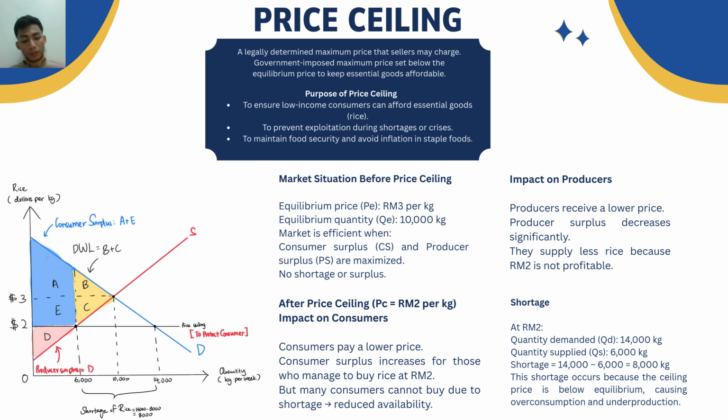Producers reduce the quantity supplied. As a result, quantity demanded increases to 14,000 kilograms, while quantity supplied decreases to 6,000 kilograms. This creates a shortage of 8,000 kilograms in the market.